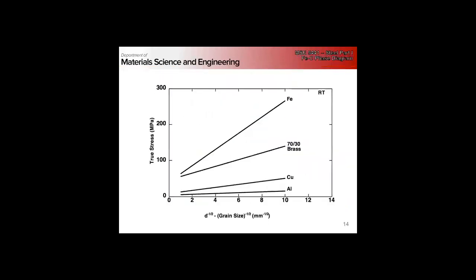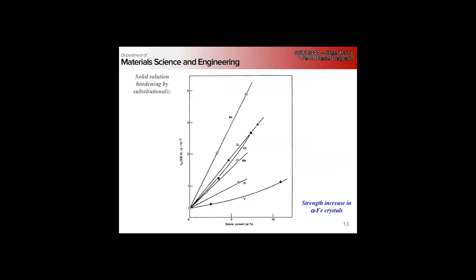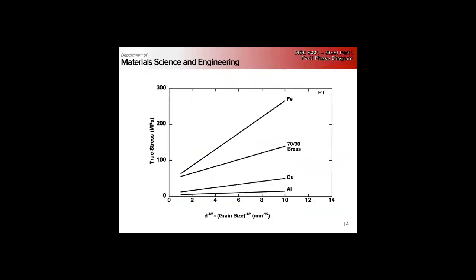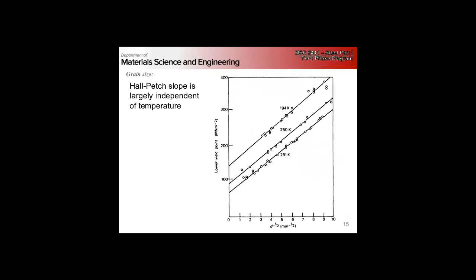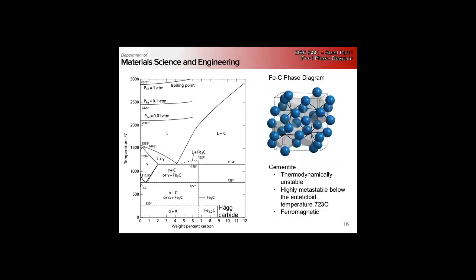Right? You also still have solid solution strengthening. Iron, because of its BCC nature, has a very strong Hall-Petch effect, much stronger than aluminum. So grain size in steel is very important, and it's largely independent of temperature. Right?